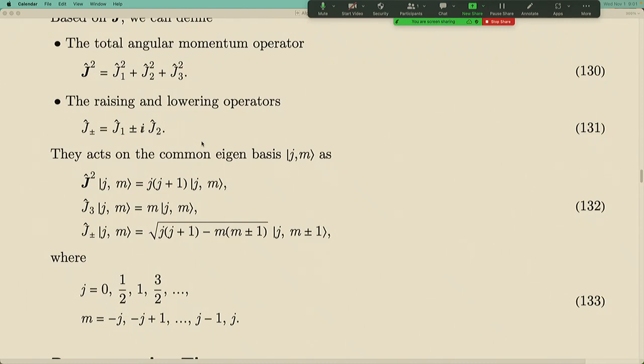And then we also understand that these eigenstates are labeled by 2 quantum numbers. One is the angular quantum number. The other may be called the magnetic quantum number. One is usually denoted as J, which takes integers or half integers. The other is denoted as M, which goes from minus J to J. So the J quantum number is very stable. No matter how you rotate the system, J never changes, but M can change. M can change by the raising and lowering operators.